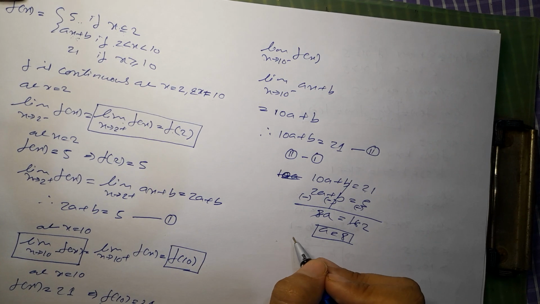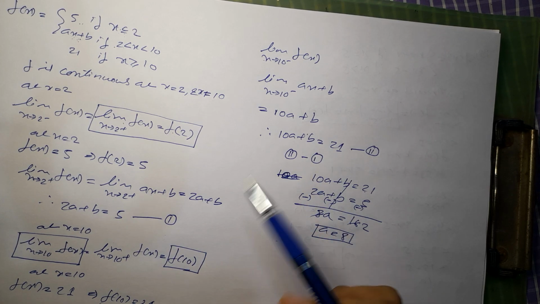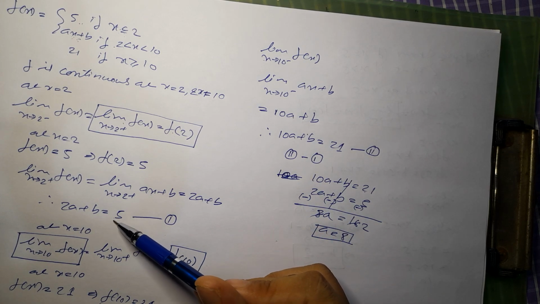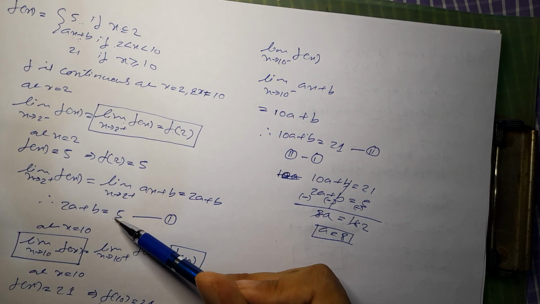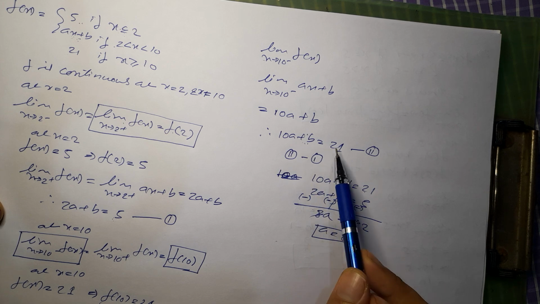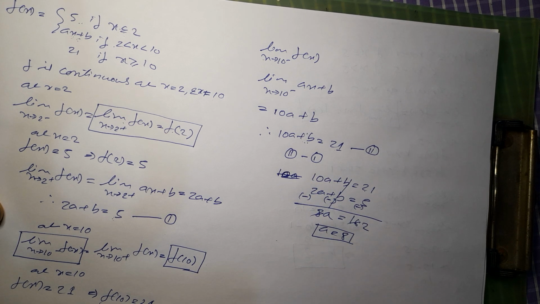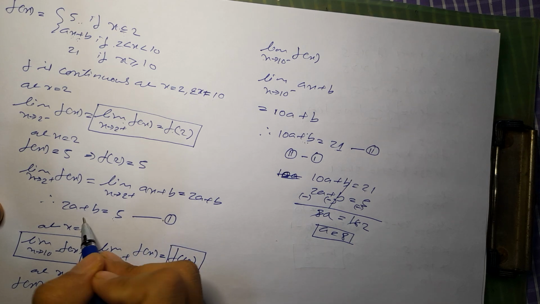Put the value of a in equation 1. You can put it in either equation 1 or equation 2. If you put it in equation 1, the calculation will be small. If you put it in equation 2, you will also get the result, but it will be time consuming because the numbers are bigger, so the calculation will require more time. So go with equation number 1.